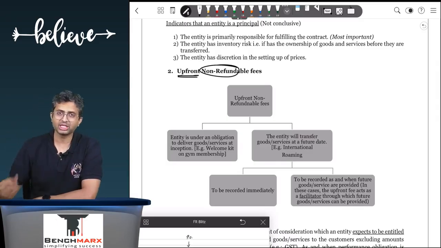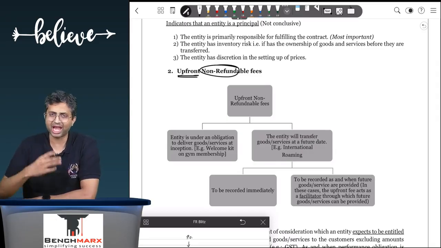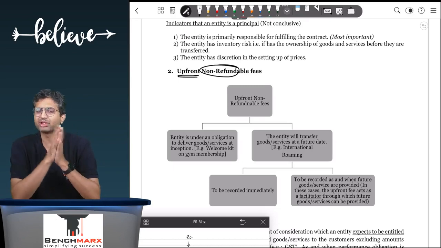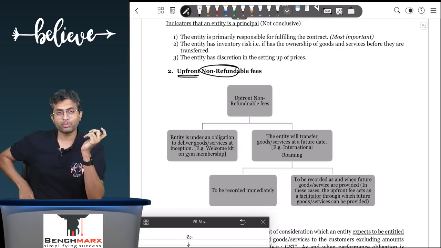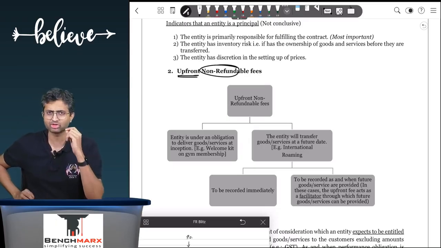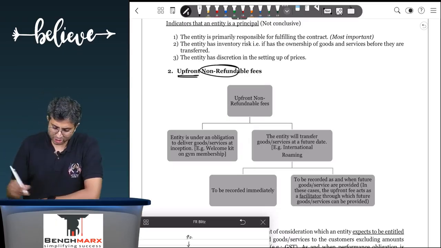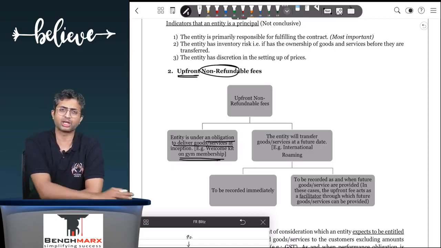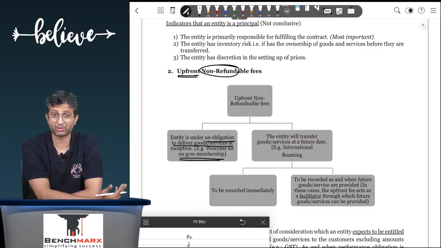On the other hand, if you are joining, let's say, a gym, and you have been told that at the time of joining you will be charged 500 rupees and you will be given a welcome kit. So there is a promise against which you are paying that 500, in which case there is a performance obligation, a promise to deliver the welcome kit. So over here, if an entity is under an obligation to deliver goods or services like the welcome kit, then it is to be recorded against a separate performance obligation.